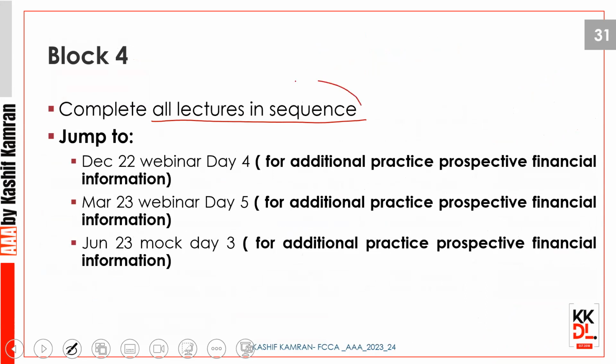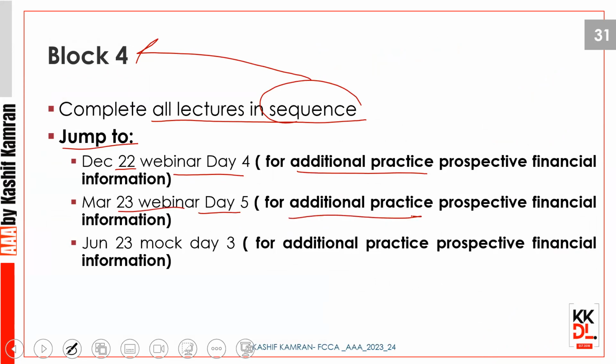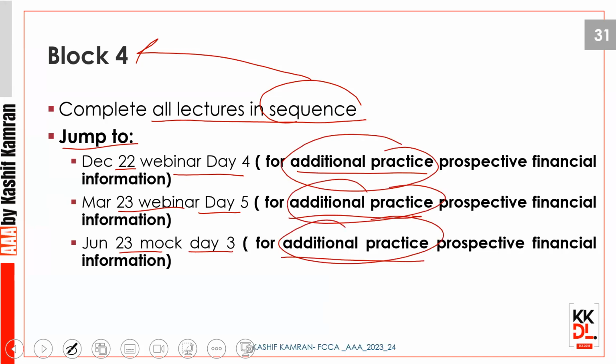After you complete all lectures in sequence in block four, jump to the December 22 webinar day four for additional practice. March 23 day five webinar for additional practice. June 23 mock day three for additional practice. So you get additional practice, additional practice, additional practice after you've completed the lectures in sequence. Practice makes you perfect. Practice makes you successful. Is that clear how to go with block four?